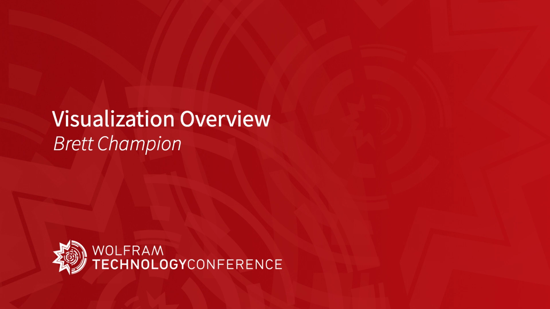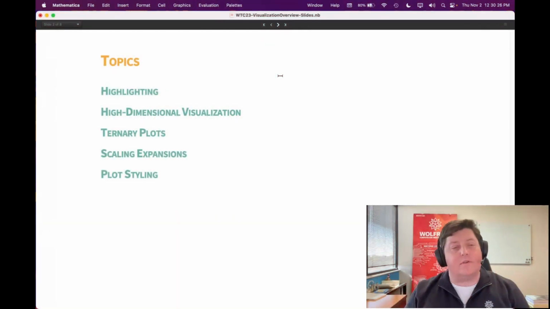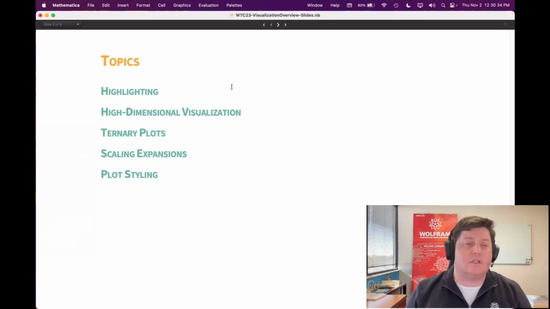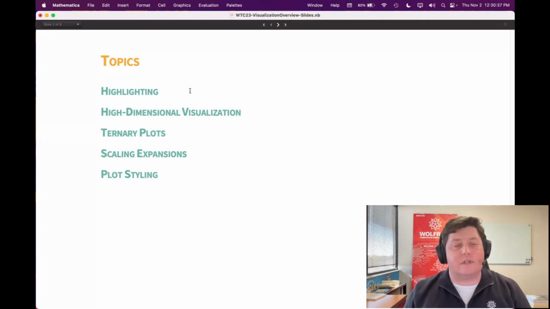And today we're going to be looking at an overview of new features in the Wolfram language for the past few versions with regard to visualization and graphics. So the rough overview of topics, which we'll be going through in not too much detail and hopefully quickly enough to still allow some time for questions, are highlighting of visualization functions, high dimensional visualization, ternary plots, recent expansions in scaling functions and scales, and some additional features available for plot styling.